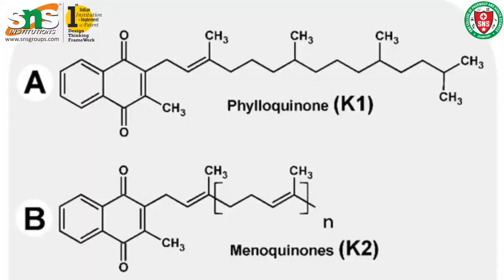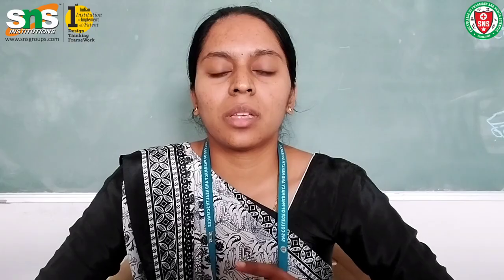And the chemical nature of vitamin K is phylloquinone. It is available in three forms. One is vitamin K1, another one is vitamin K2, and K3. Here K1 is phylloquinone, K2 is menaquinone, and K3 is menadione. These three are the necessary chemical forms of vitamin K, and this has to be present in our food intake.